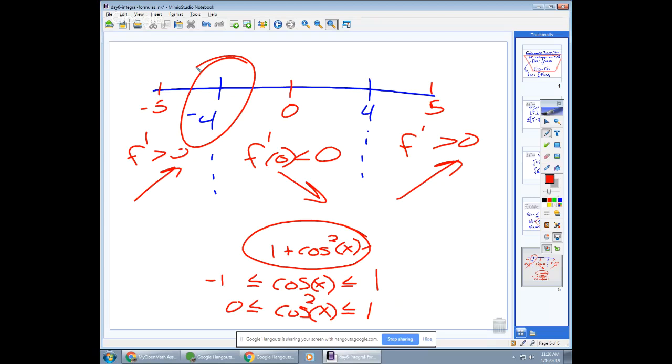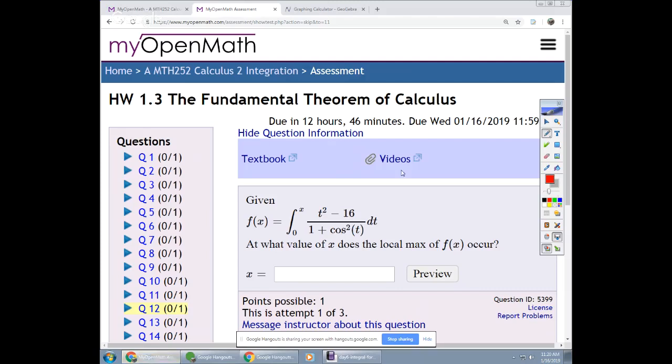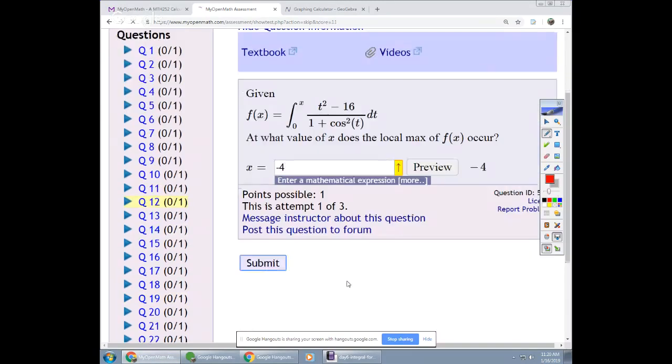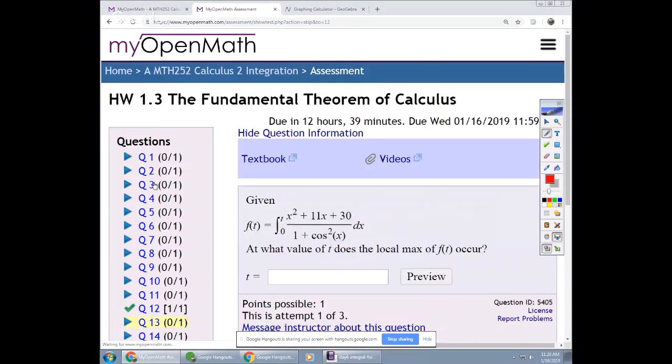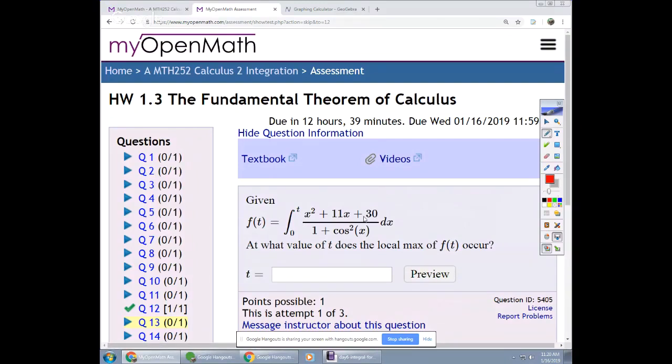This problem is more of a review of Calc 1. That little trick about the fundamental theorem part 1. All right, so x is -4. And these other problems are pretty similar. You just have to think about what's happening with this inner function here. That ends up being the derivative, which is what you need to figure out where local maxes happen.